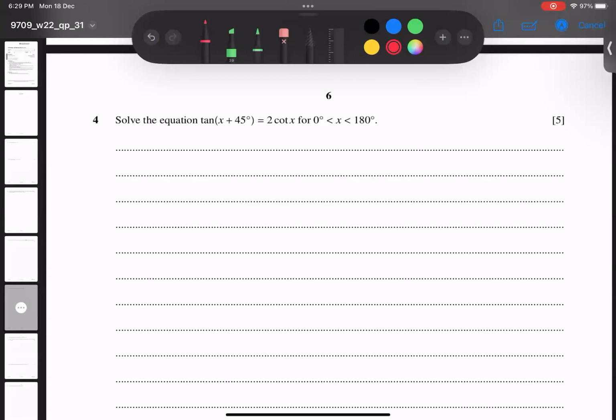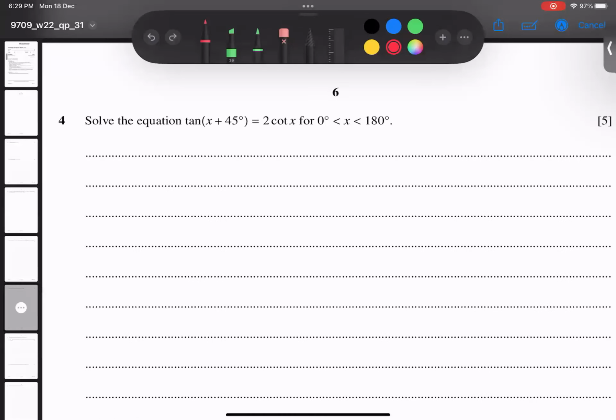Bismillah ar-Rahman ar-Rahim. This is October 2022 on the left upper corner and 31 variant question number 4. So what is question number 4 we have? So we have here fundamental tan and here nothing.